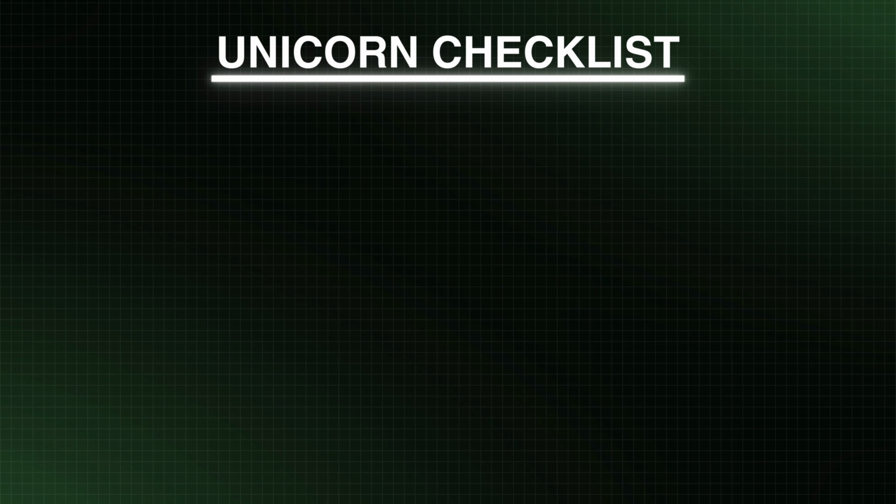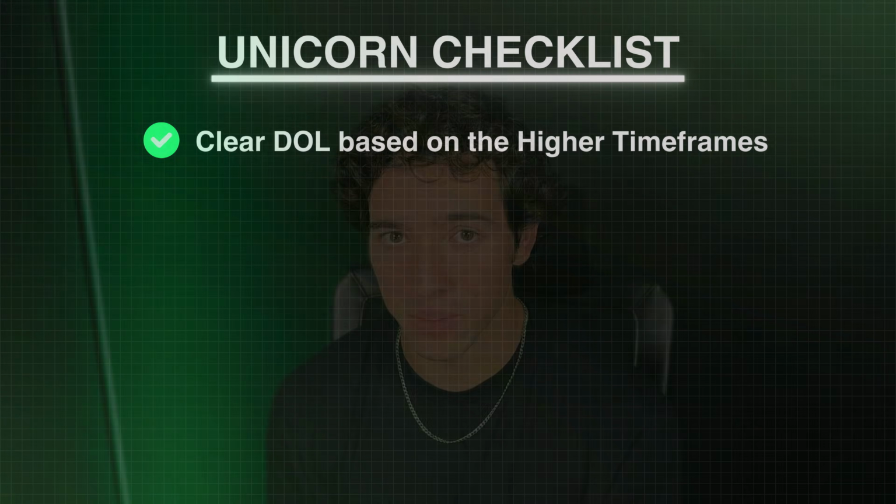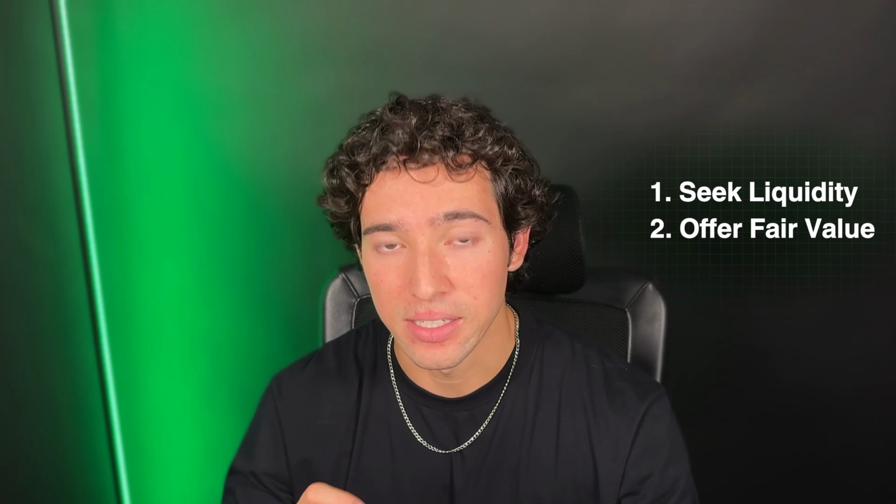Before diving into some real chart examples, I want to leave you guys off with a checklist to follow in order to identify and determine these high probability unicorn setups, because you just don't want to take any breaker overlapping with the fair value gap at any moment in time. Certain things have to be in line in order to take that. We don't trade patterns. First thing, you want to have a clear drawn liquidity based on the higher time frames. How do you determine this? Well, understand the market does two things: seek liquidity or offer fair value. With your understanding of that, finding a bias is very simple.